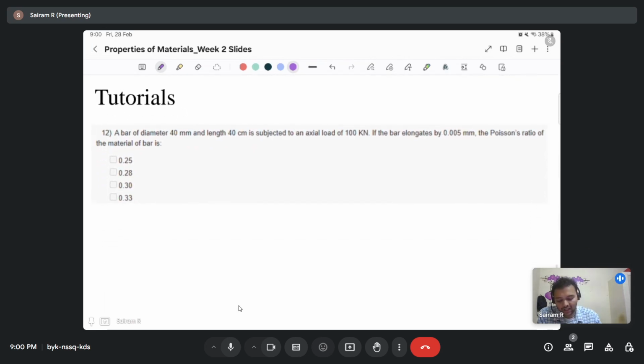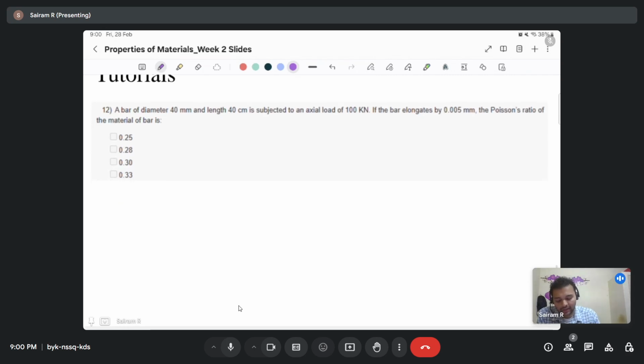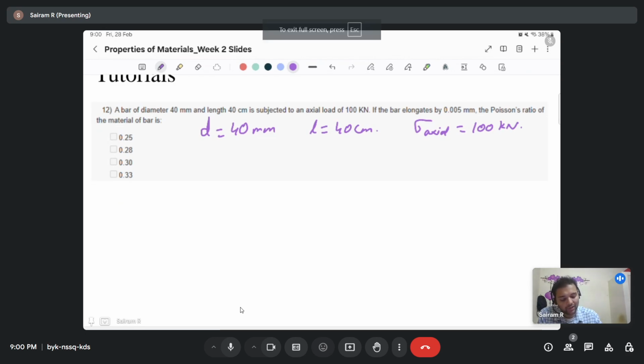A bar of diameter 40 mm and length 40 cm is subjected to an axial load of 100 Newton. Sigma axial. The bar elongates by 0.005 mm. What is the Poisson's ratio of the material of the bar? The value is actually 0.33.